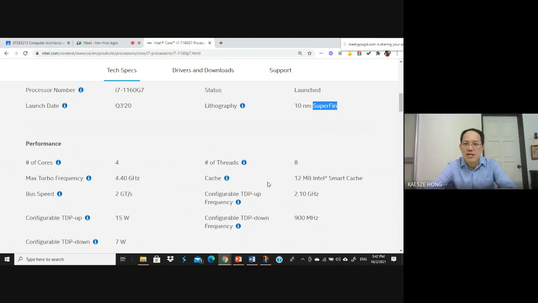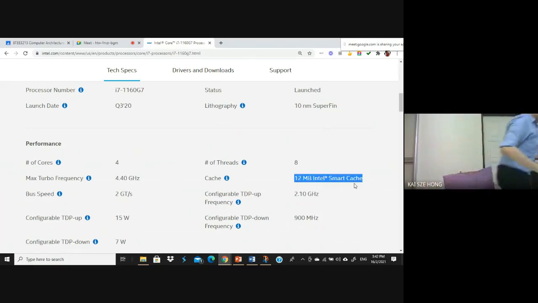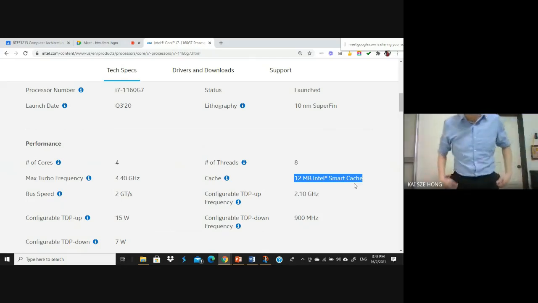Here you have a cache, 12 megabyte Intel Smart Cache. If you ask me what this is, I don't know, because it's a trade secret. If I knew, I could tell you more details, right? That's why this technology will come up maybe 10 years later inside the textbooks. Basically, they are using the same concepts that we learn in the books, but they have some innovation.